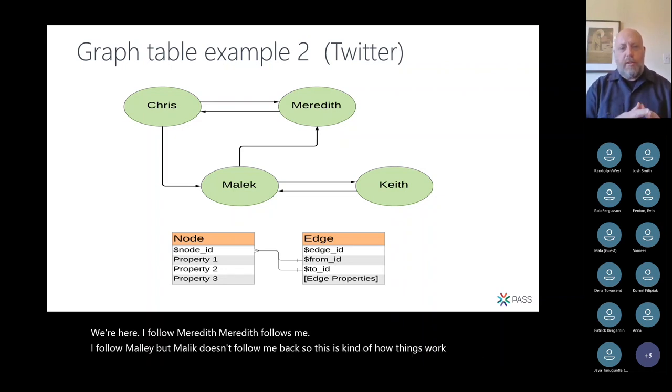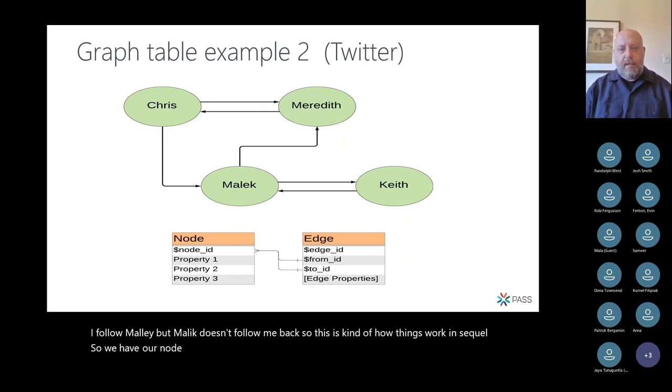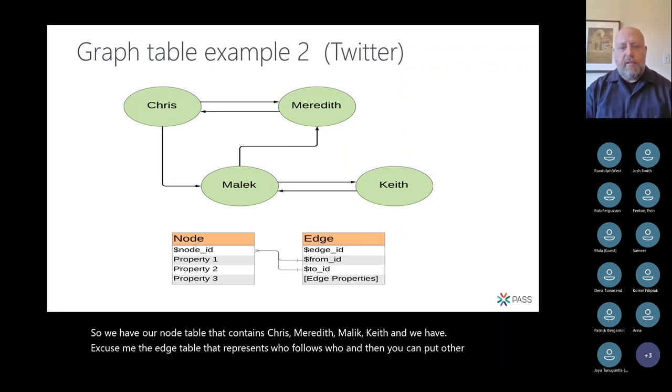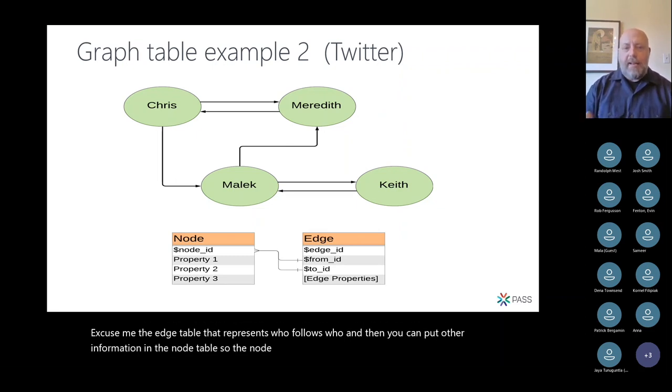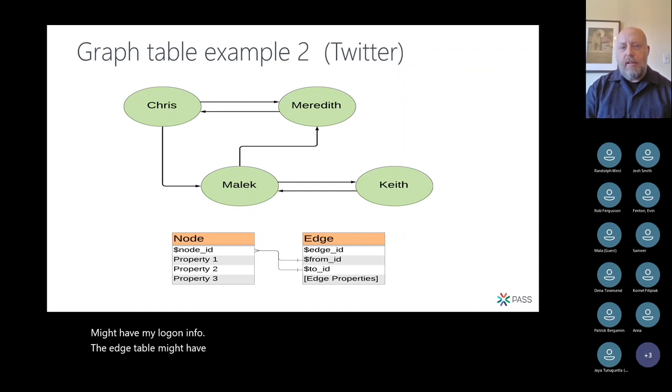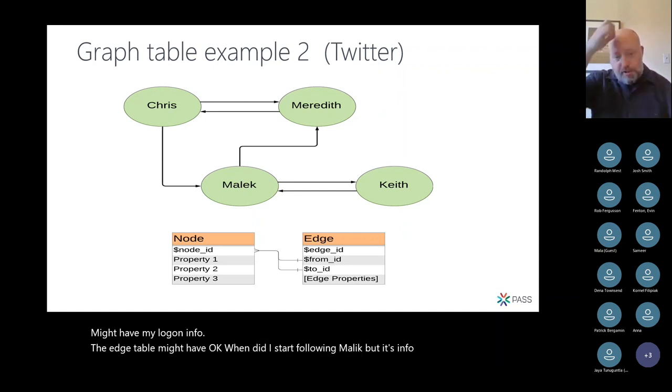We have our node table that contains Chris, Meredith, Malik, Keith, and we have the edge table that represents who follows who. Then you can put other information in the node table. The node for me might have some information about me, might have my logon info. The edge table might have, for example, when did I start following Malik? But it's info about that specific relationship.